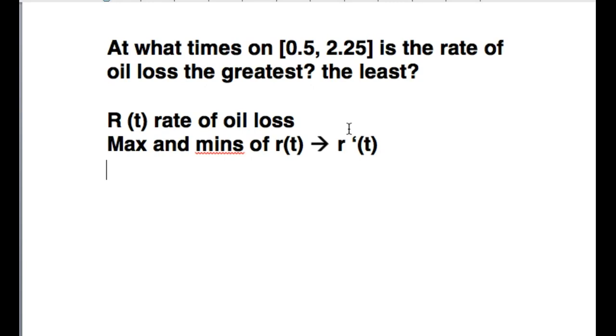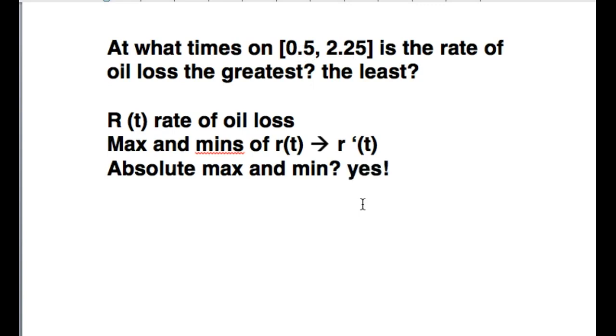The other thing we have to wonder about, though, is this asking us about absolute max and min? Whenever you're in a word problem and you're asked to find max and mins, absolute max and mins are likely going to come into play. And the way you know is by asking yourself, could the value 0.5 be the answer for when the rate is the greatest or least? And could 2.25 potentially be the answer? And yes, they could, especially since they indicated a closed interval here. So yes, it is. And we're going to do a candidates test.